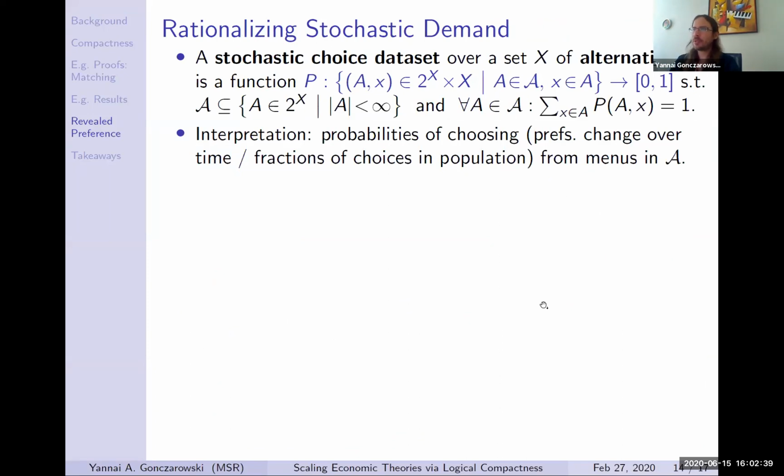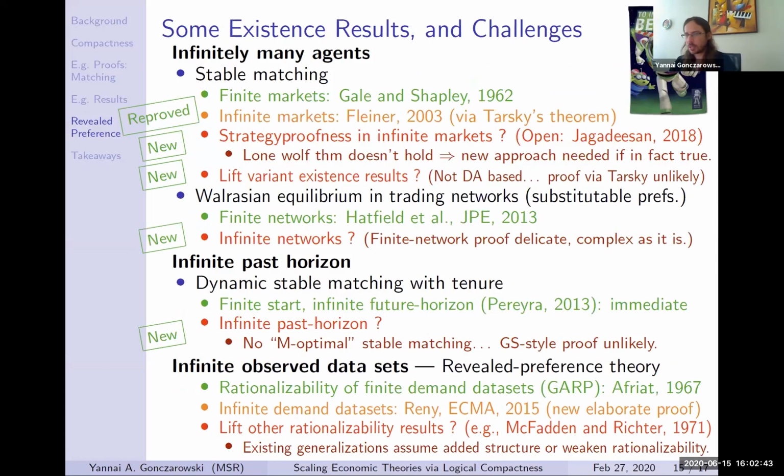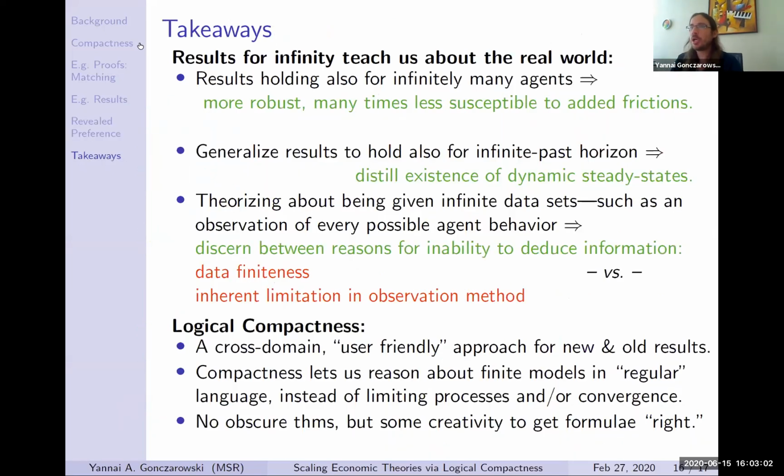I will skip stochastic choice, but I will also tell you that we were successful. Okay, so we reproved Rennie's result, and we were successful in our quest to generalize McFadden and Richter's result to an infinite domain without adding structural assumptions and without weakening rationalizability. So, as I promised, we can do everything using this one approach.